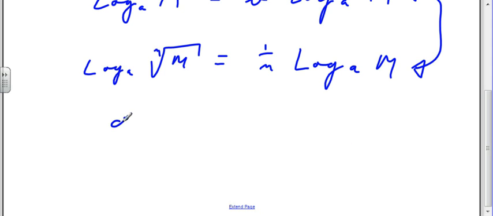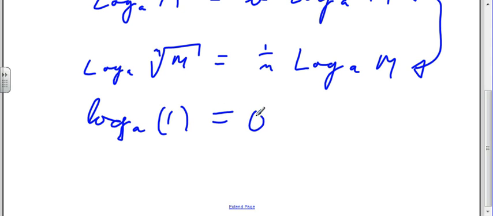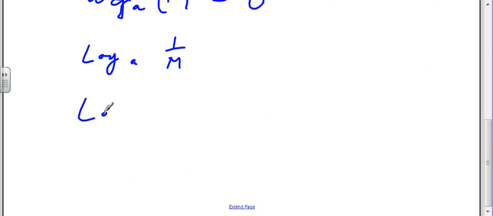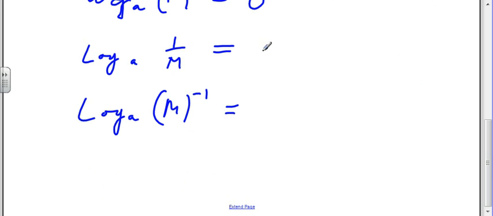The log base A of 1 is going to be 0, and the log, we're not done yet. I said and, but we still have another one. Well, this could be written as log base A of m to the minus 1, right? It could have been. So log base A of 1 over m is going to be minus the log base A of m. All right, turn the page.